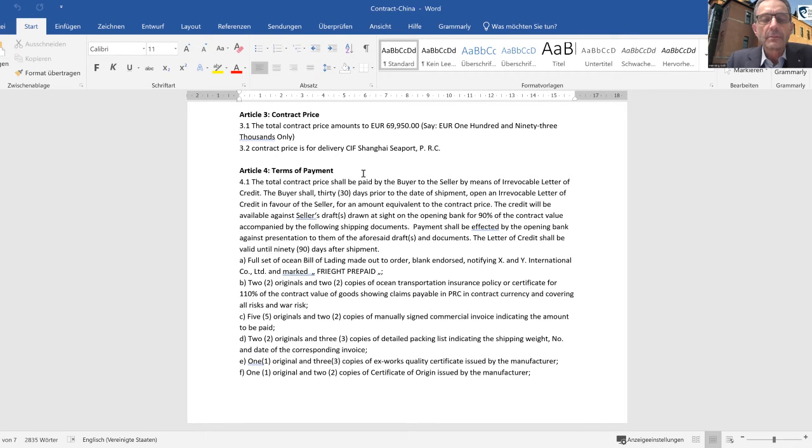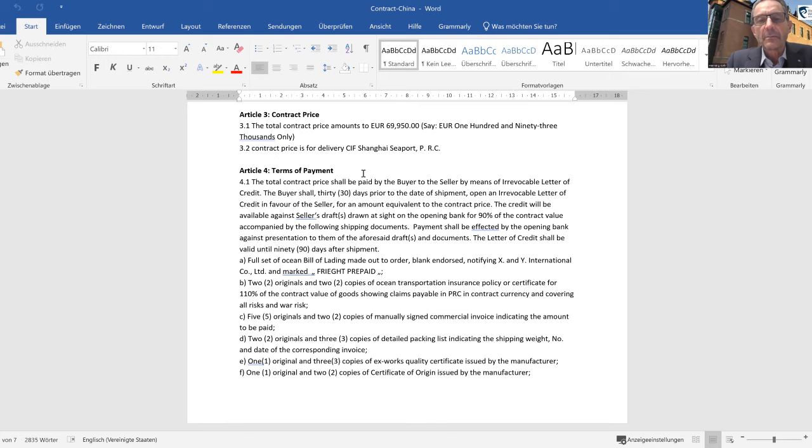A draft, that's like a bill of exchange, drawn at sight on the opening bank. The amount is 90% of the contract value. And then some other documents also have to be delivered. And these are named then in the following.